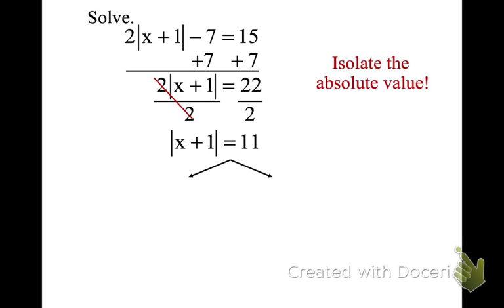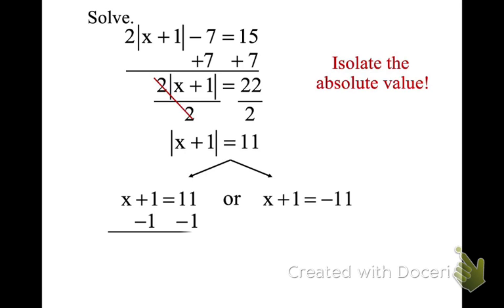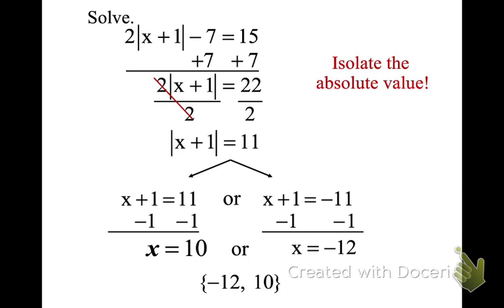So I have to set it to x plus 1 equals 11 and x plus 1 equals negative 11. We're going to subtract 1 from the first one. I get x equals 10. Subtracting from the second one, I get x equals negative 12. So my solutions are negative 12 and 10. And again, you could actually try it at this point right here. Negative 12 plus 1 is negative 11. Absolute value of negative 11 is 11. 10 plus 1 is 11. So it's an equivalent equation.